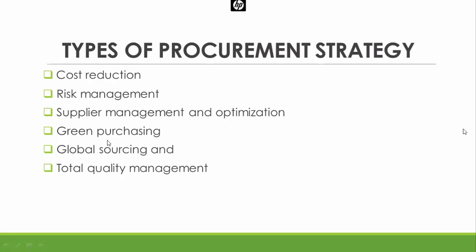Cost reduction is a process that many companies use to reduce their costs and increase their profits. Risk management is the process of identifying possible risks, problems or disasters before they happen. The purpose of risk management is to identify potential problems before they occur, so they can be planned for and prevented.